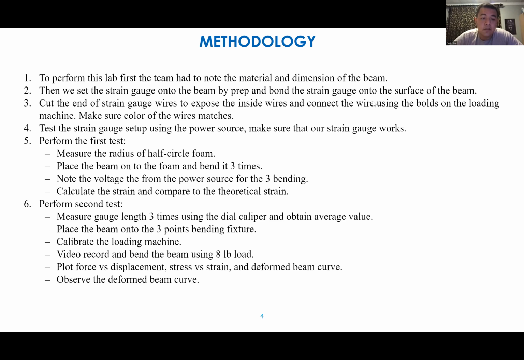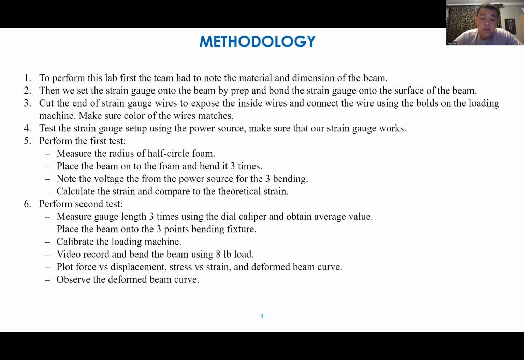The first procedure is to measure the radius of the half circle foam. Place the beam on the foam and bend it 3 times. Take note of the voltage change from the power source for the 3 bendings. Calculate the strain and compare it to the radial strain.